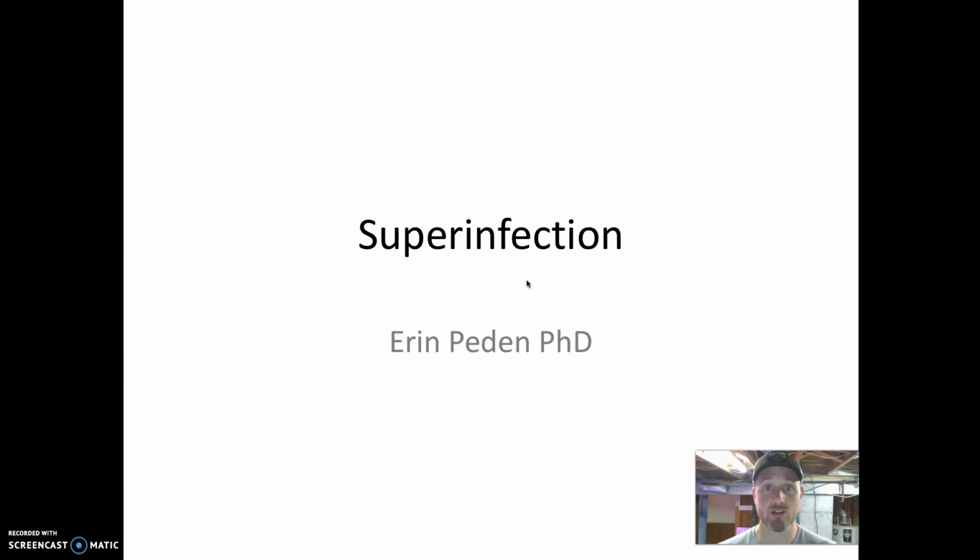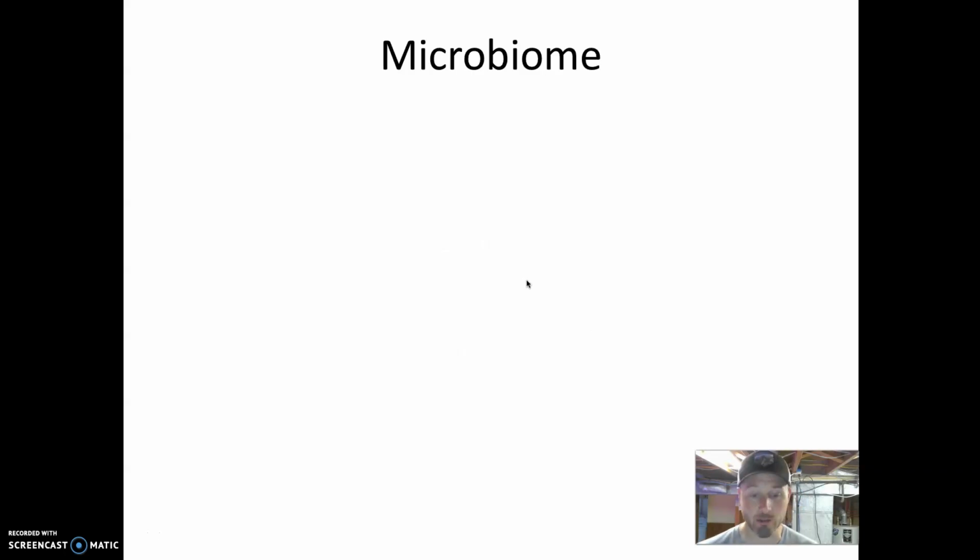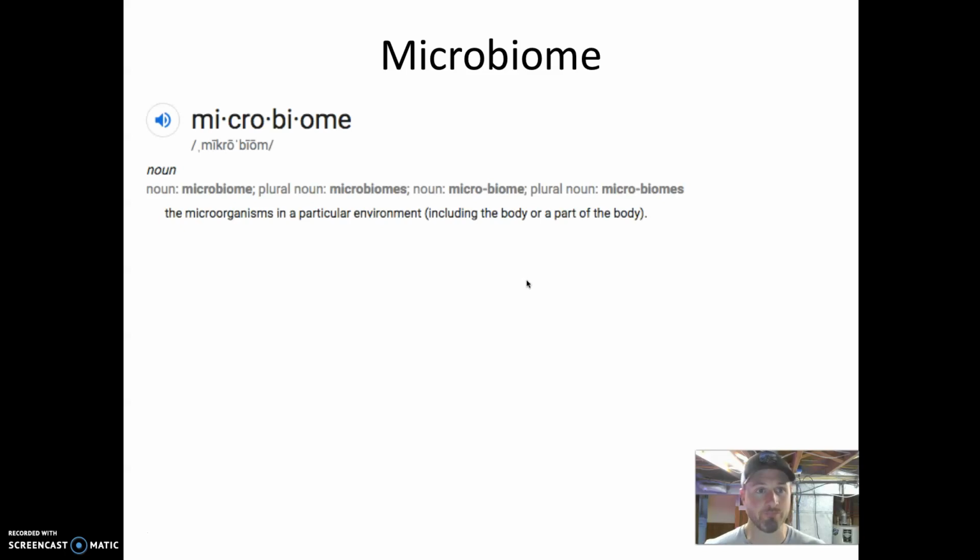Now, to understand superinfection, let's first make sure that we are clear on the microbiome. If you search the internet for a definition of microbiome, you'll find this: the microbiome is just a word that refers to the organisms in a particular environment. In our class, when we use the term microbiome, often we're talking about the body, so the organisms in a particular environment, including the body or a part of the body.